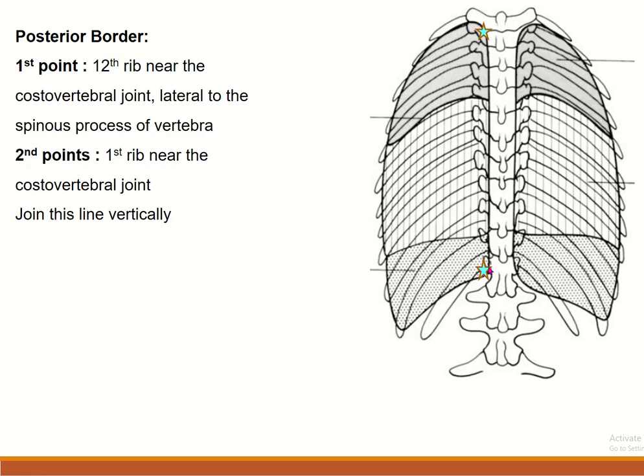Posterior border: first point on the 12th rib near the costovertebral joint, just lateral to the spinous process of the vertebra, and second point, the first rib near the costovertebral joint. Join this line, and this is the posterior border.